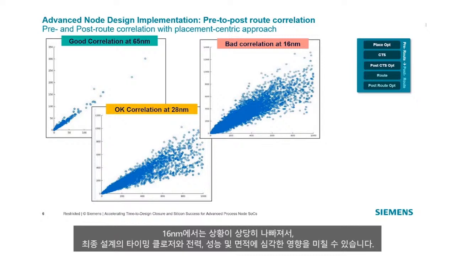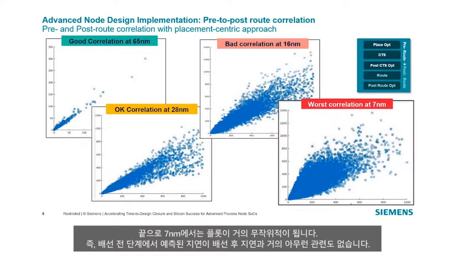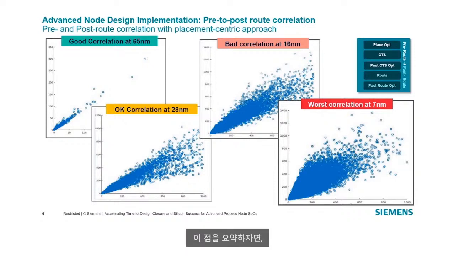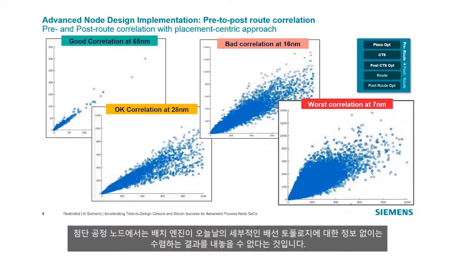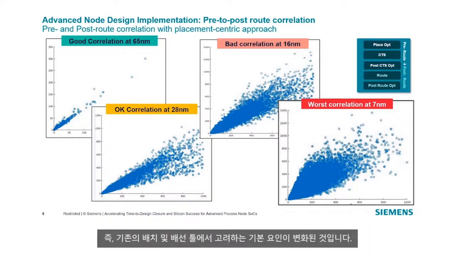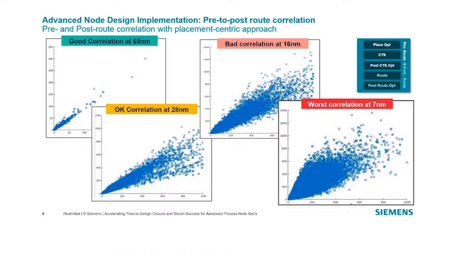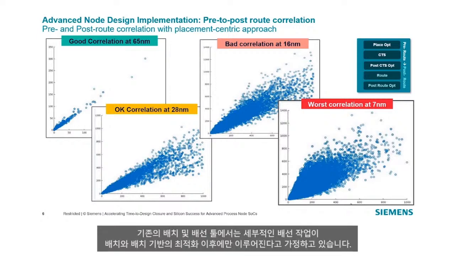Finally, at 7 nanometers, we have an almost random plot where the predicted delay in the pre-route stage almost has no bearing on the post-route delays. To summarize this point, at advanced process nodes, placement engines cannot produce convergent results without information of detailed routing topology today, which is a shift in the basic factors being considered by traditional place and route tools that assume detailed routing only comes after placement and placement-based optimization.